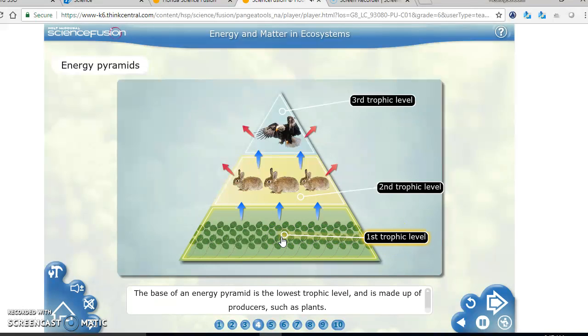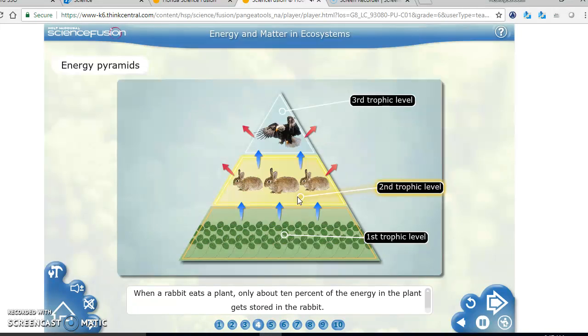The base of an energy pyramid is the lowest trophic level and is made up of producers, such as plants. This level contains the most stored energy in the form of food. That's why it's the largest part of the pyramid. The second trophic level, which contains primary consumers, is smaller than the area in the base.